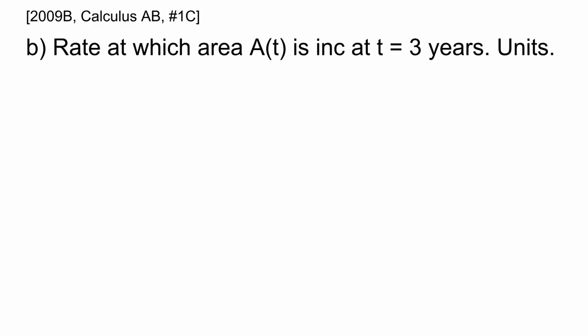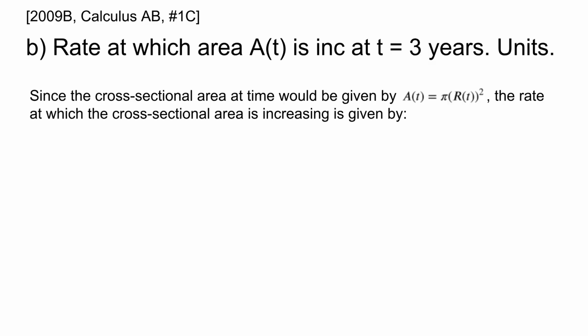In part B of this question, we are asked to determine the rate at which the cross-sectional area A of t is increasing at t equals 3 years and to provide the units. Since the cross-sectional area at time t would be given by A of t equals pi times r of t squared, that's just the formula for the area of a circle, the rate at which the cross-sectional area is increasing is going to be given by the following expression. A prime of t equals dA/dt, which is going to be the derivative of pi times r of t squared, which will be 2 pi times r of t times r prime of t.